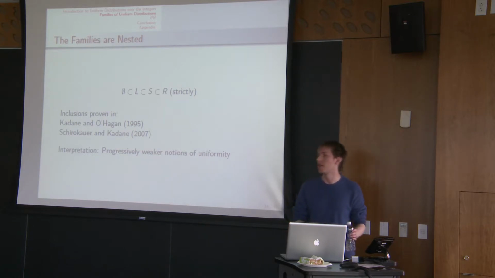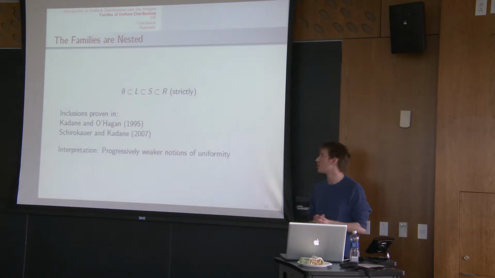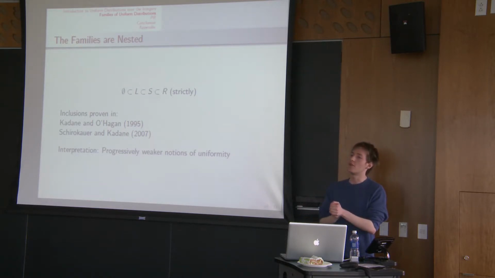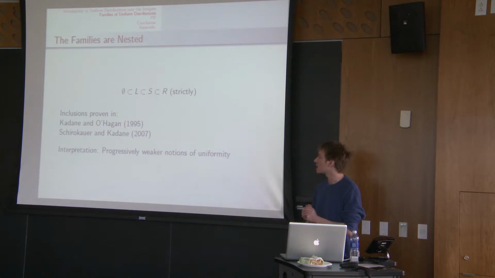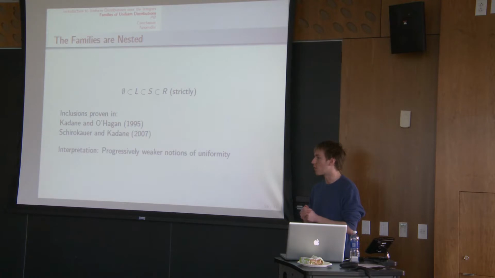Moreover, these families are nested. So the limit frequency family corresponds to the strongest notion of uniformity. It's the least inclusive family. So any uniform distribution in the limit frequency family is also in the shift invariant family. It's also in the residue class family. And so, each of these families corresponds to an intuitive notion of uniformity. So the interpretation of this nesting of these families is that one gets progressively weaker notions of uniformity as one moves from the limit frequency to the shift invariant to the residue class family.